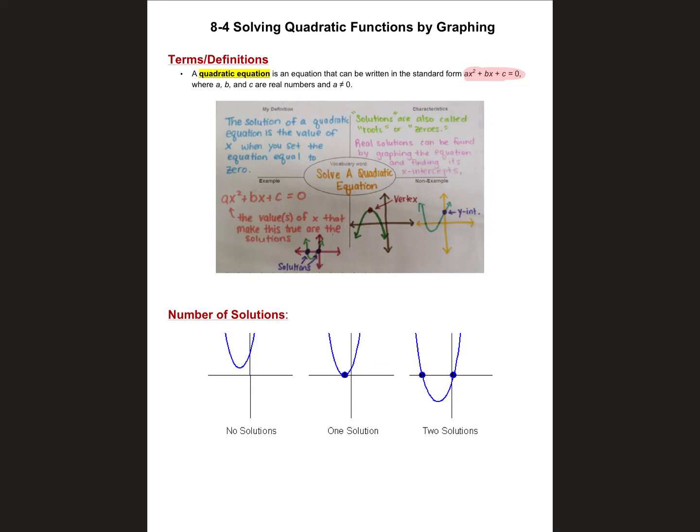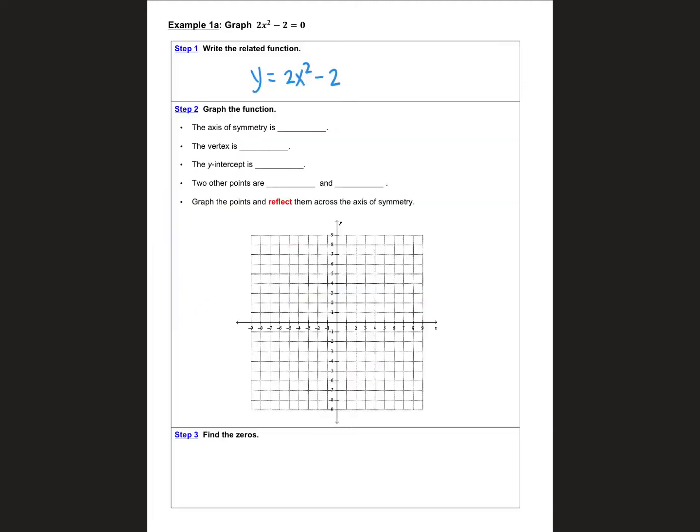The x-intercepts are also known as the zeros or the roots. These are all solutions to quadratic equations. So if you see in the first graph, there are no x-intercepts, that's why there's no solutions. In the second graph, there's one x-intercept, that's why there's one solution. And in the last graph, there's two x-intercepts, that's why there's two solutions.